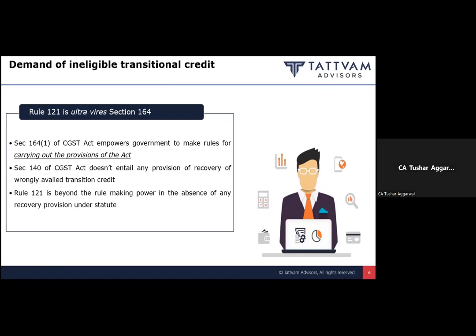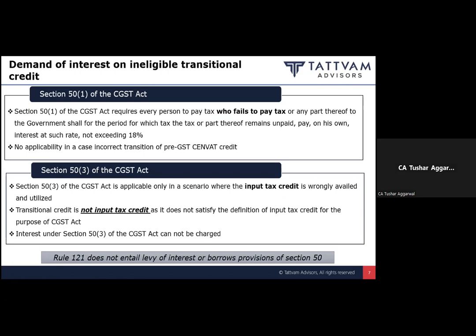So let's see what is the rule. When we go to whether interest is payable or not, it has to come out of the act. Let's see what is there in the act. Section 50 subsection 1 and section 50 subsection 3. These are the relevant provisions for us. Section 50 subsection 1 talks about levy of interest where a person fails to pay the tax or any part thereof. So it talks about failure to pay the tax. Subsection 3 is applicable only in a scenario where ITC is wrongly availed and utilized.